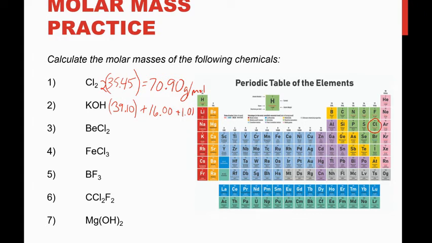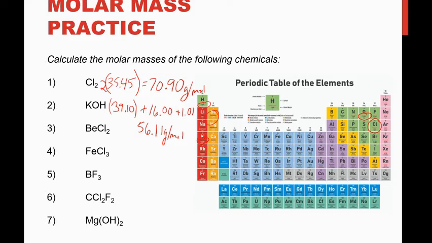And I'm just pulling these numbers directly off of the periodic table. So that's where hydrogen is, and this is where potassium is right there, and then oxygen is right over here. Okay, so when I add those together, I get 40.11 plus 16, so I get 56.11 grams per mole for potassium hydroxide.